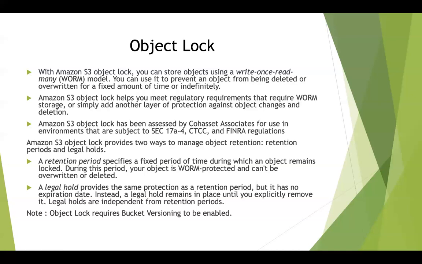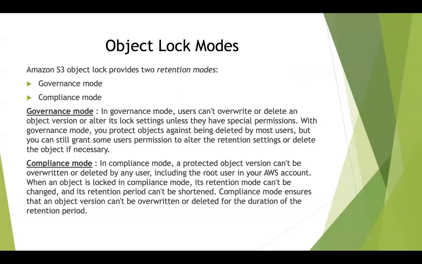One note to understand here is that before you enable Object Lock, you need to have bucket versioning enabled on that particular bucket. There are two types of retention modes that we are going to describe. One is called the governance mode and the other one is called the compliance mode. It's very easy to understand. In governance mode, users cannot overwrite or delete any of the object versions or alter its lock settings unless they have special permissions. With governance mode, you can protect your objects against deletion by most users, but you can still grant some users permission to alter the retention settings or even delete the object if necessary. This is called the governance mode.